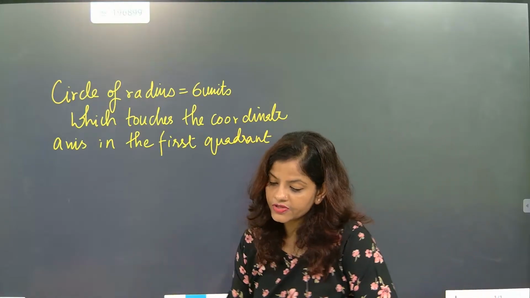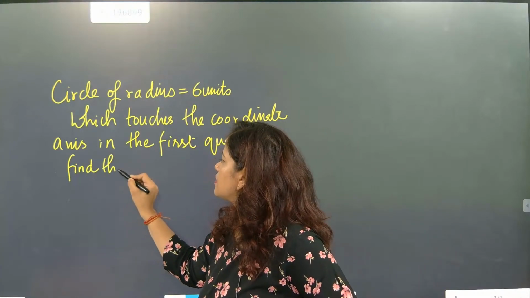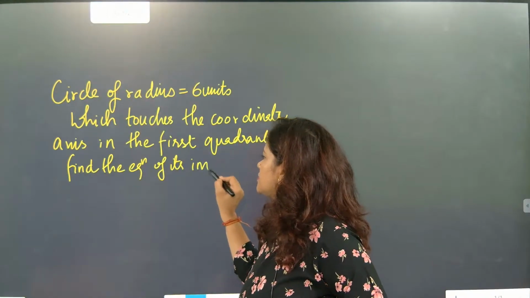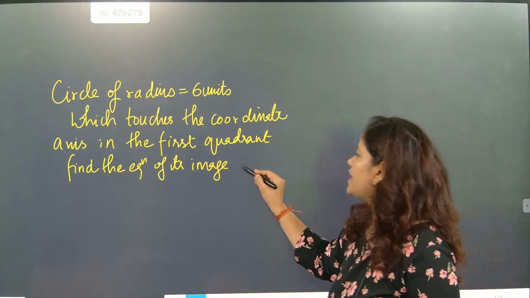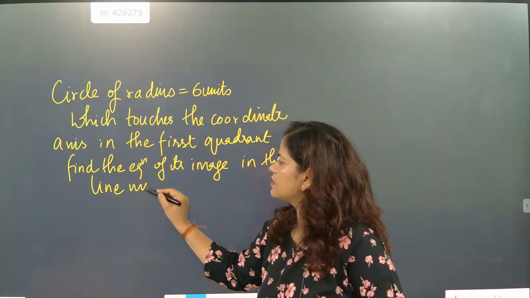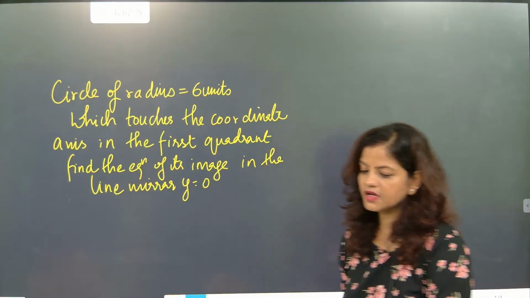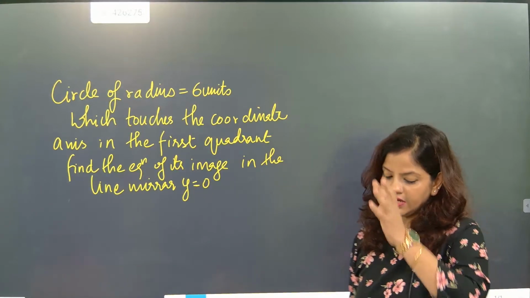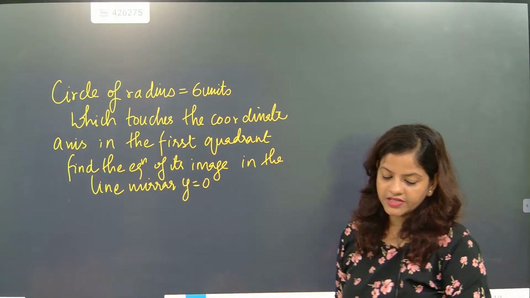Find the equation of its image in the line mirror y is equal to 0. Come on, do it, beta. In the line mirror y is equal to 0. So very particularly try to solve this question.